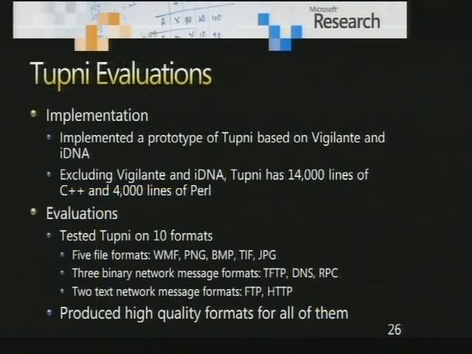So we implement a Tupni system, a prototype based on Vigilante and IDNA. IDNA is a tool inside Microsoft that allows people to record this execution sequence. Excluding Vigilante and IDNA, we have 14,000 lines of C++ code and 4,000 lines of Perl. We test Tupni on 10 formats, and some of the files are network messages. At the end, we generate high-quality formats for all of them.